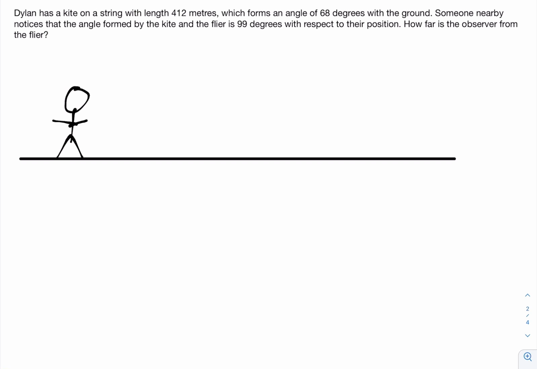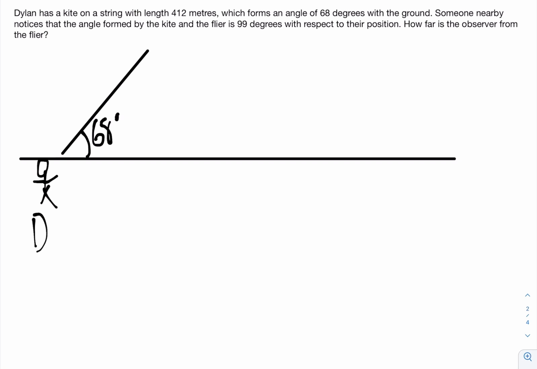Okay, so he has the kite. Just for simplicity purposes, I'm going to draw the kite kind of on the ground here. And it says it's 68 degrees to the ground. So 68. And I'll just draw Dylan down here. I'll put D here for Dylan.